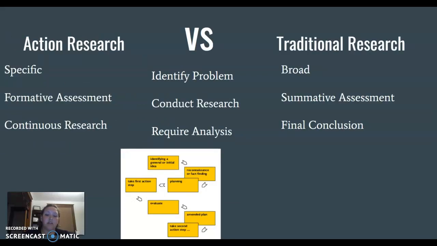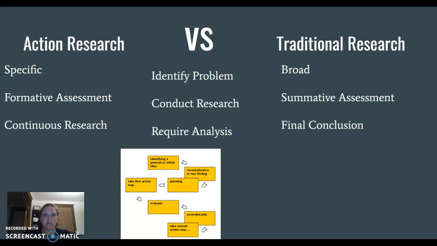So in comparing action research and traditional research, a couple things that I took away. Action research is very specific, which could include the topic as well as the environment where the research is taking place. To me, it seemed more of a formative assessment because students are heavily involved. There's a lot of collaboration happening. And then it's kind of just a continuous way to assess. So this research process kind of takes a while to do.